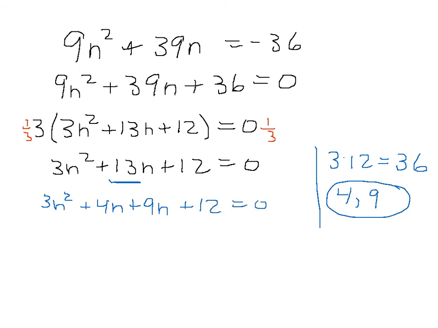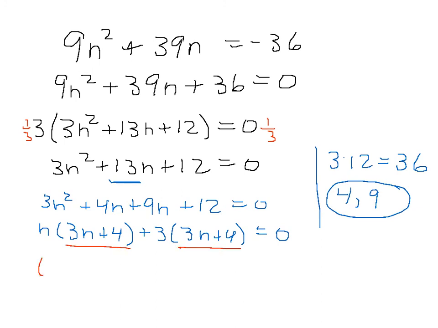So out of the first two, I can take an n out. And I get 3n plus 4. Out of the next two, I can take a 3 out. And I get 3n plus 4, thank gosh. Alright, so again, please notice that common term, so I take that out. 3n plus 4 times n plus 3 is equal to 0.